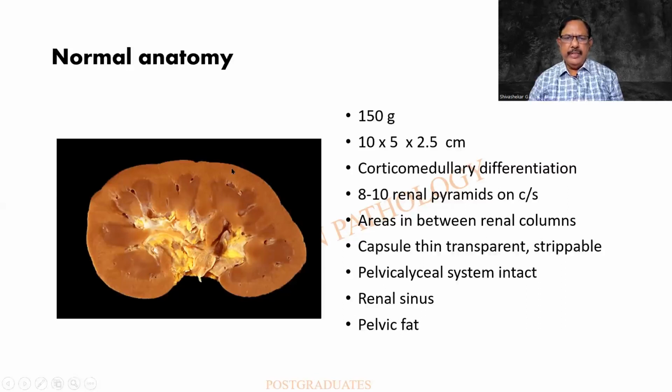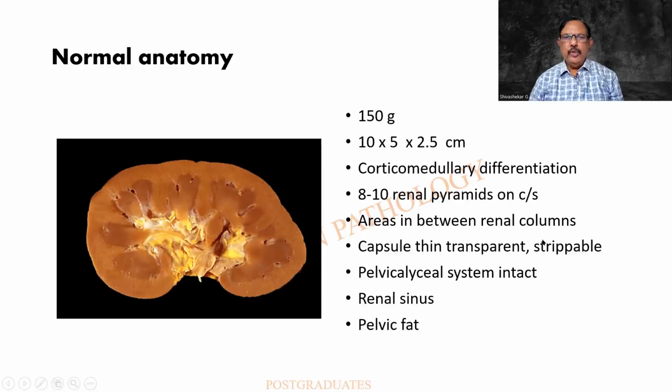Corticomedullary differentiation. That is what you people are seeing over here. The pale and the dark areas. And of course, the triangular areas of renal pyramids, you are all familiar with, but maybe there are 8 to 10 in a slice of the renal tissue. And the area in between form the renal columns.